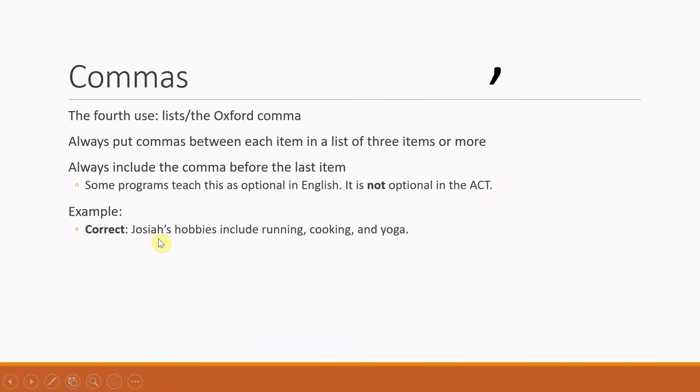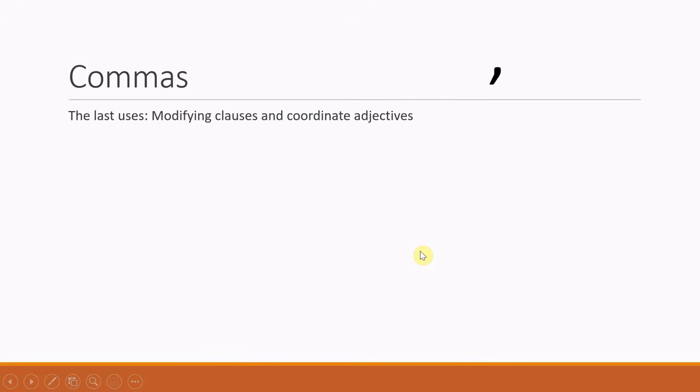So, for an example, Josiah's hobbies include running, cooking, and yoga. This is a list of his three or more hobbies. So I have a comma in between each, and I always have this comma before the last one. Do not remove the comma like this. Some places might say that's okay, and grammatically it might be acceptable, but not on the ACT.